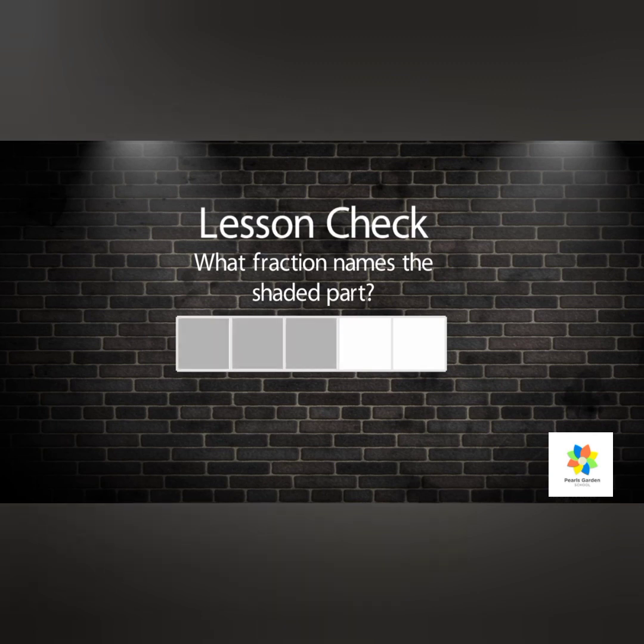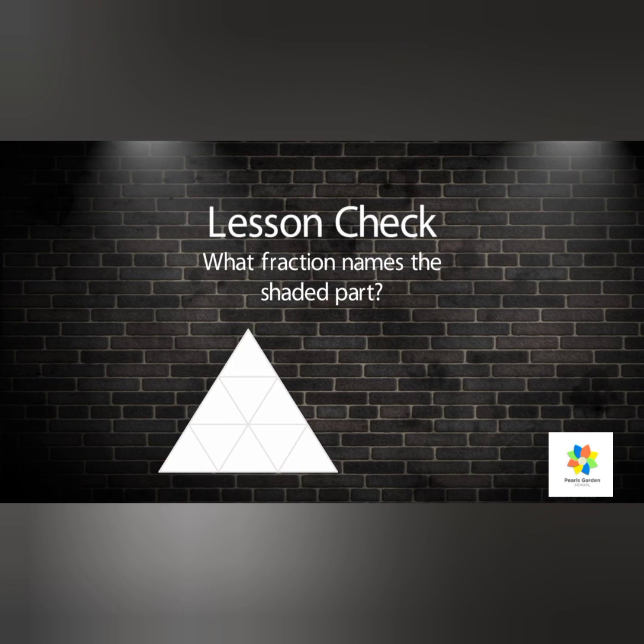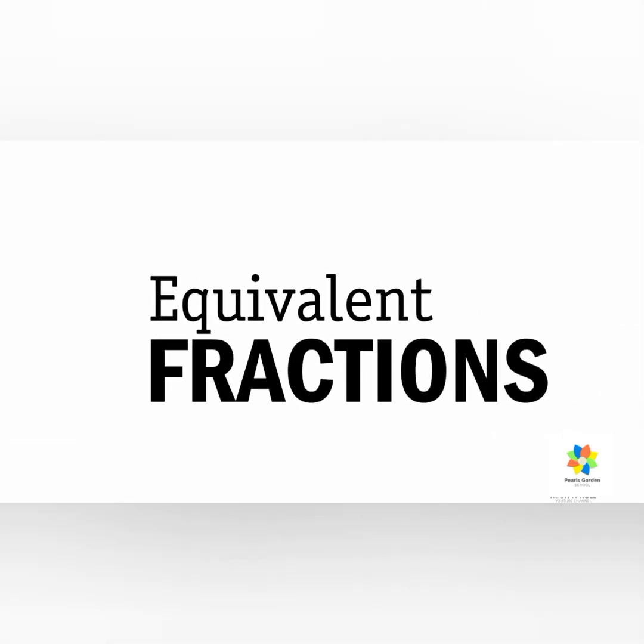Now, what fraction names the shaded part? Exactly, 4 over 5. Let's see another one. What fraction names the shaded part? Whoa, group of triangles. Wow, awesome. You got it right. It's 6 over 9. Well done. Okay, all right. How about you try drawing out 2 over 5 in your book? You did a great job.